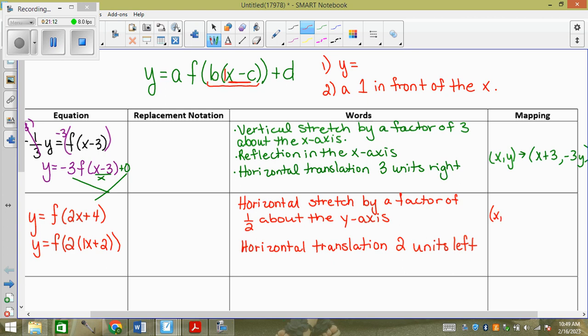So my mapping is going to be xy becomes something y. I can fill the y in right away because the y is not changing. We agree? What's my x going to be? Words in mapping are the same. So 1/2 x minus 2. Multiply by 1/2. I need to do 2 left. Minus 2. Okay? Is it starting to click? We're going to do a whole bunch till it finally clicks.